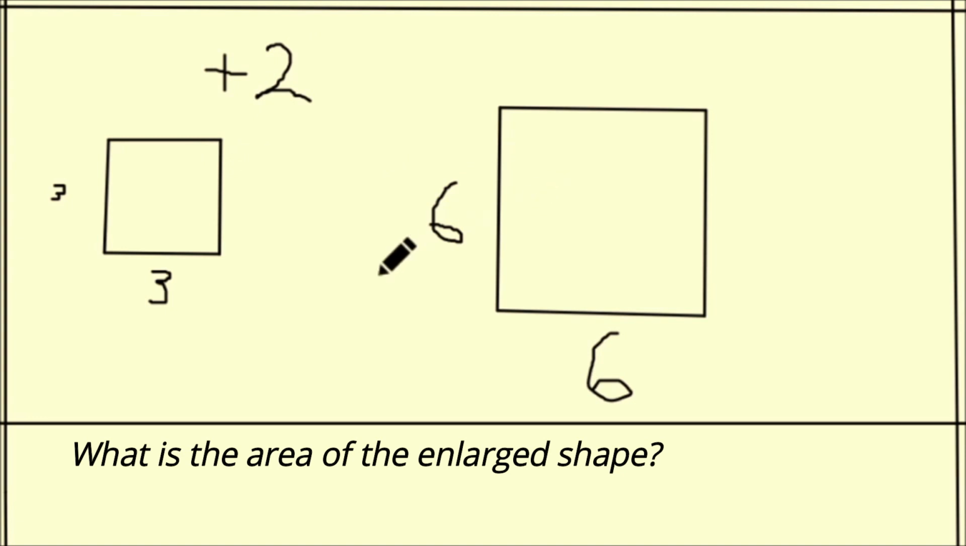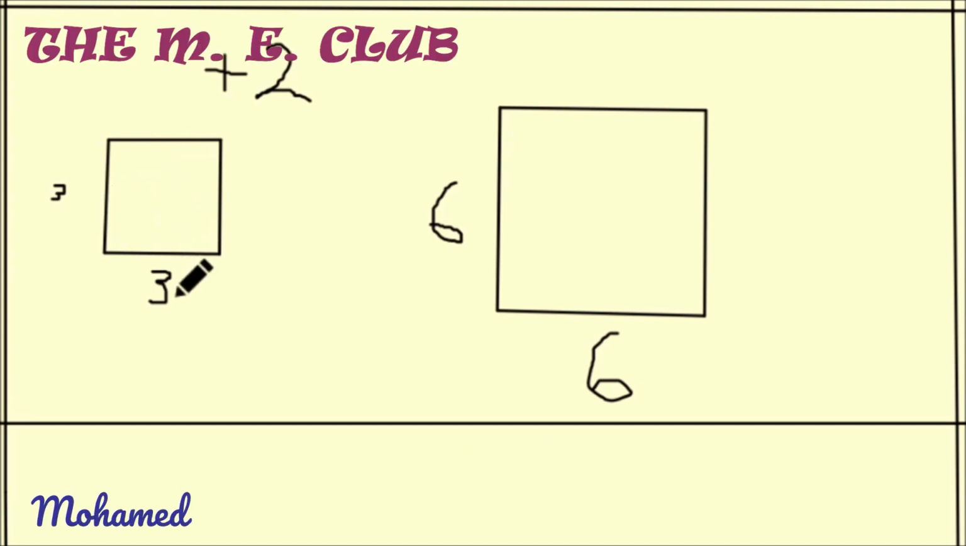For example, what's the area of this shape? Very good. It's 9. And then we multiply 2 by 2, we get 4. So 9 multiplied by 4 equals, very good, 36, which is the area of the new shape. 6 by 6. Very good.